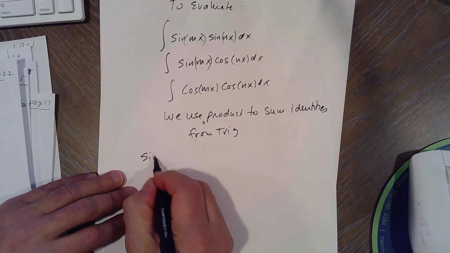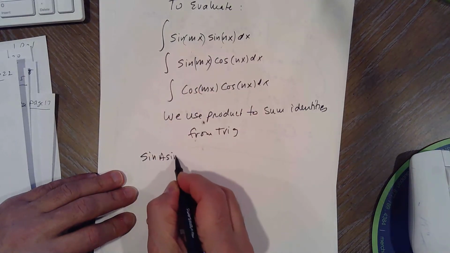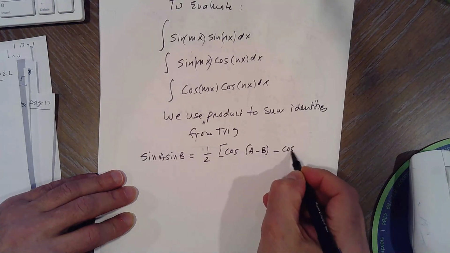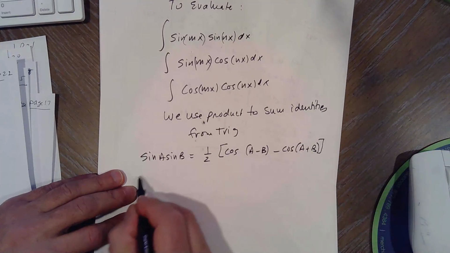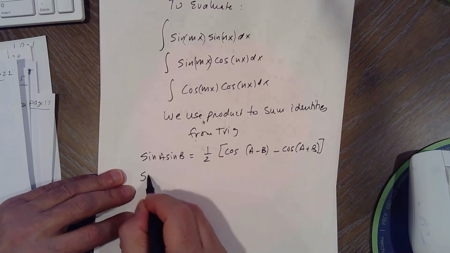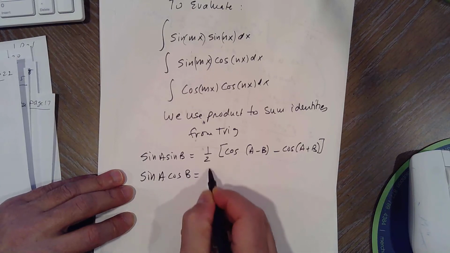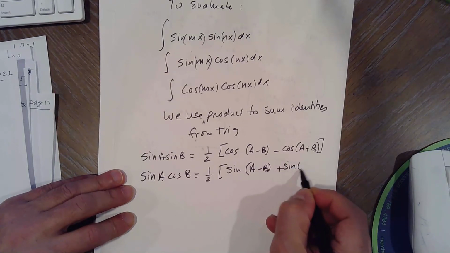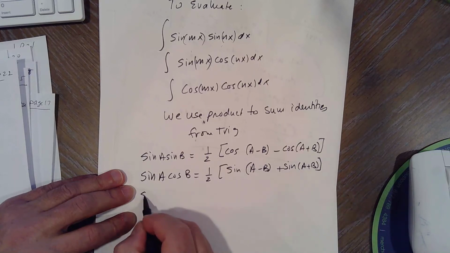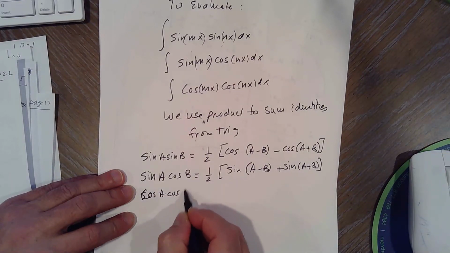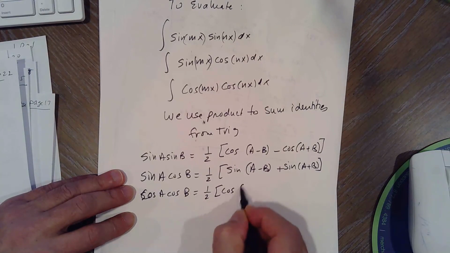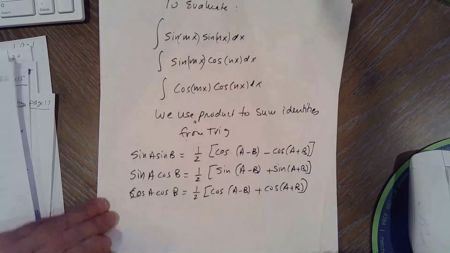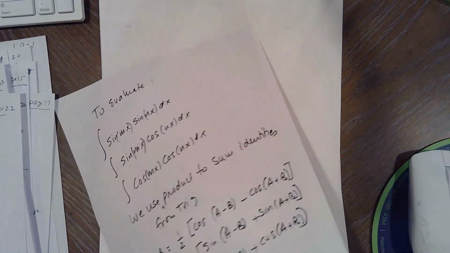If you have sine A sine B, you can write it as 1/2 cosine of A minus B minus cosine of A plus B. So we're changing product to sum. If you have sine A cosine B, that's going to change into 1/2 sine of A minus B plus sine of A plus B. And we proved all these in trig, okay? And if it's cosine A cosine B, you switch it into 1/2 cosine of A minus B plus cosine of A plus B.